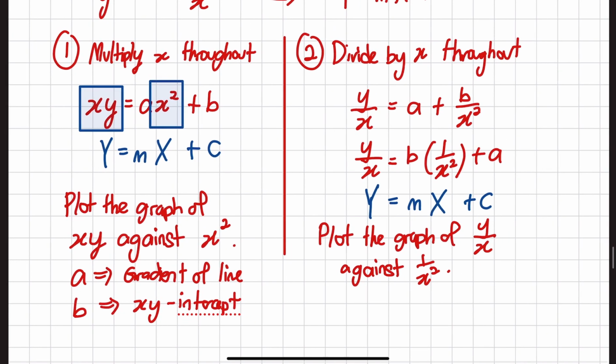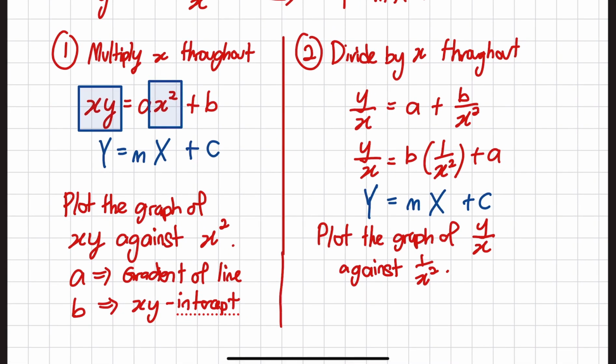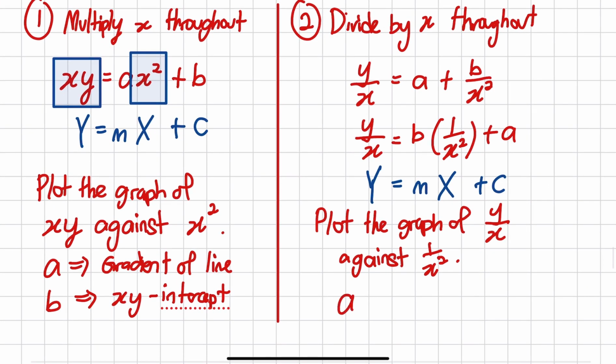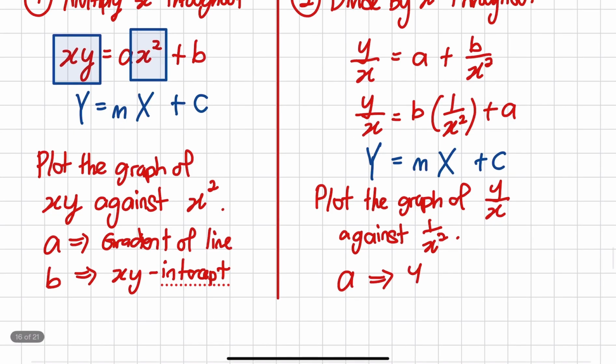Likewise for the other part, to find the values of a and b, I hope you can see that now b is your gradient, and a is your y over x intercept. So a is your y over x intercept, and b now is the gradient of the line.